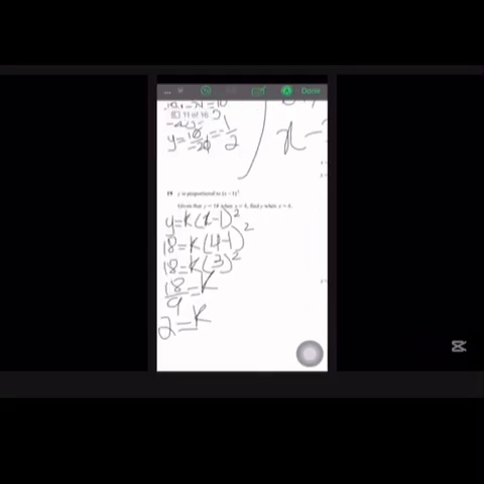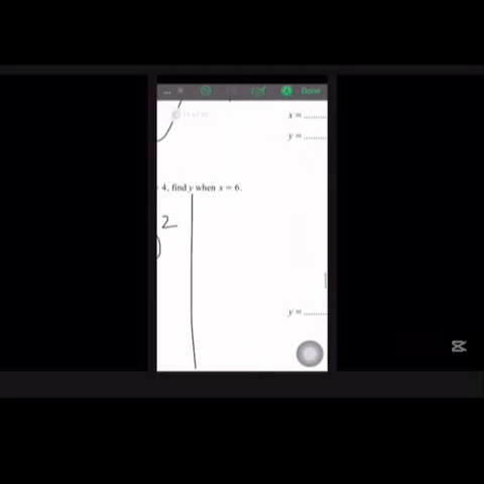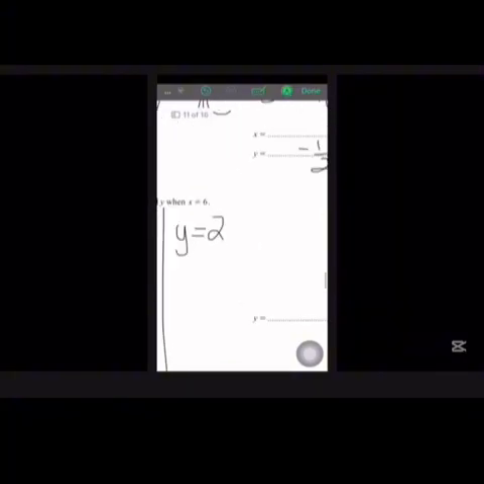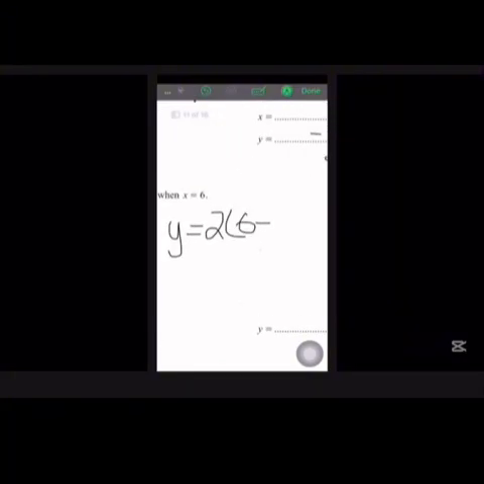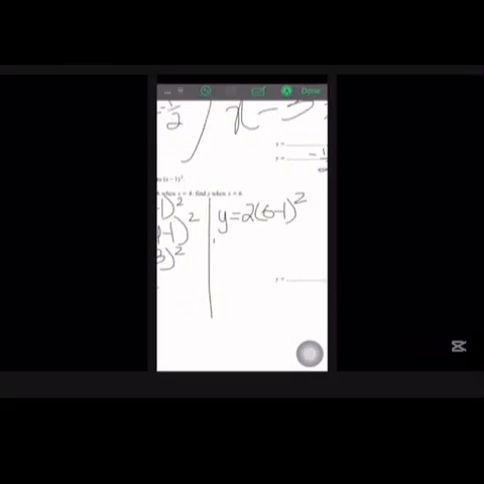K is 2. Now we find the value of y by putting in the value of k. So y is equal to 2, and then we have 6 minus 1 squared, according to the equation. So y is equal to 2 times 6 minus 1, which is 5, and the square of 5 will be 25. So 2 multiplied by 25 is going to be 50.